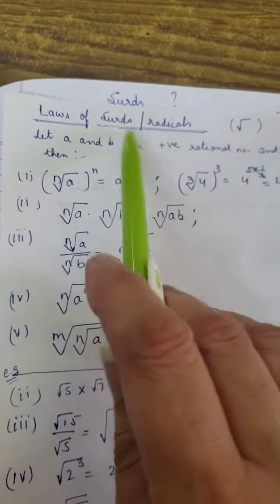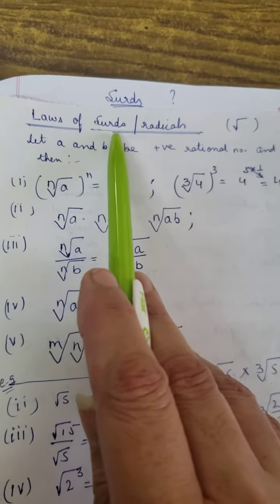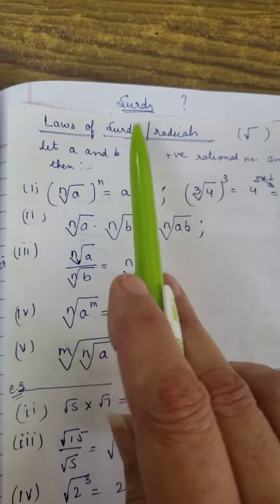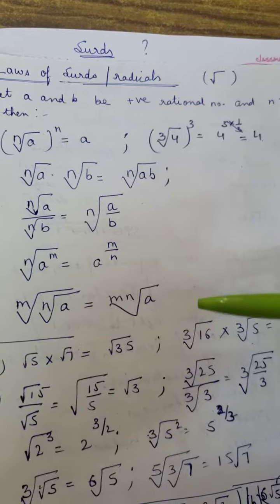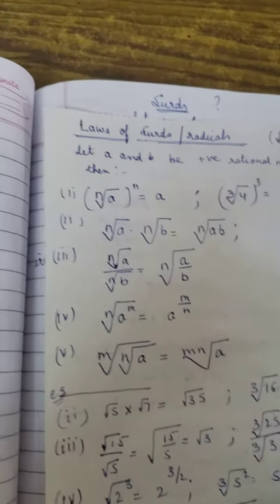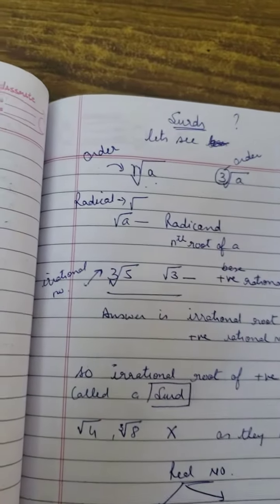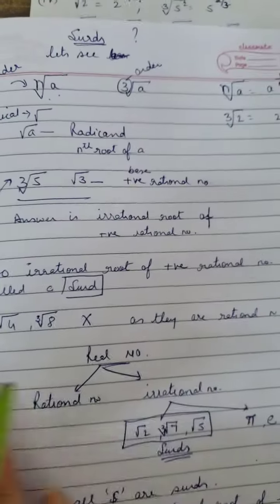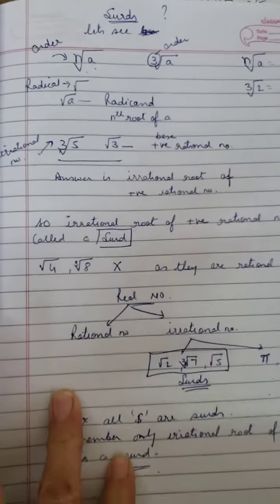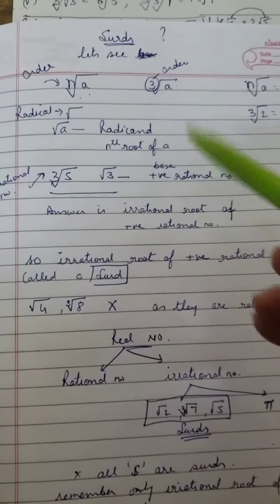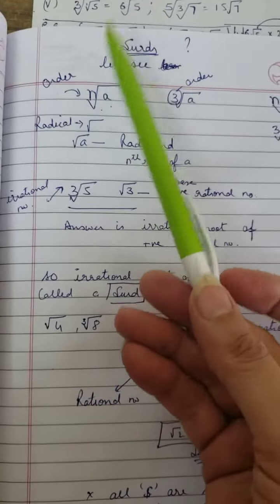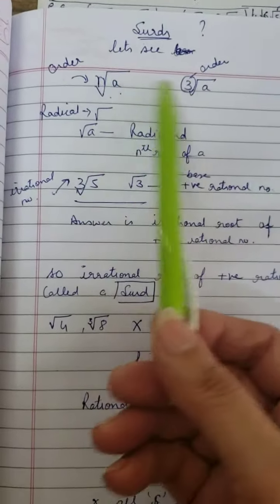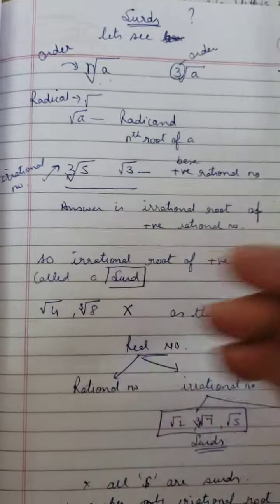You must have heard this term now, surds, right? So before going into these laws of exponents, I would like to tell you what you mean by surds and radicals. These are the terms your teachers are going to use in your class 9, so you should be very much aware of what you mean by surds. Now let's see this term, how we're going to use it.